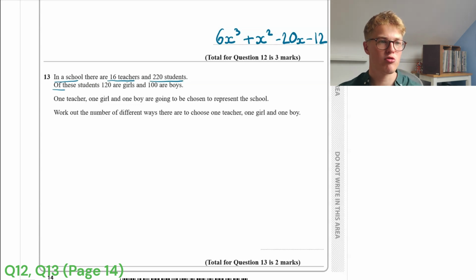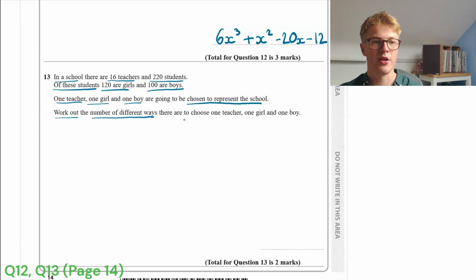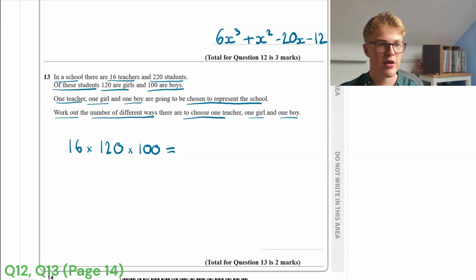Of these students, 120 are girls and 100 are boys. One teacher, one girl and one boy are going to be chosen to represent the school. Work out the number of different ways there are to choose one teacher, one girl and one boy. So we do 16, the number of teachers, times 120, the number of girls, times 100, the number of boys, and we end up with 192,000 as our final answer.